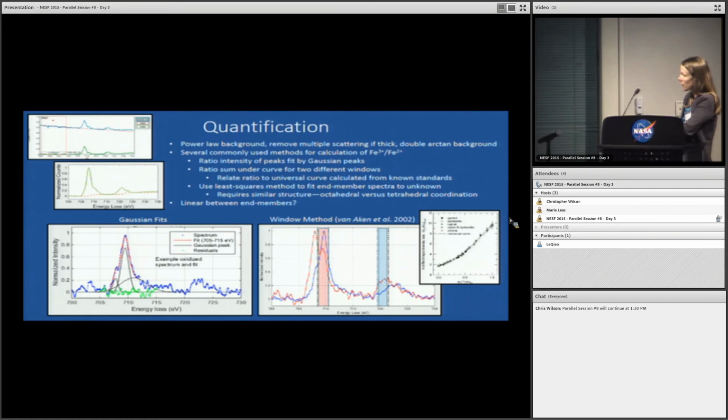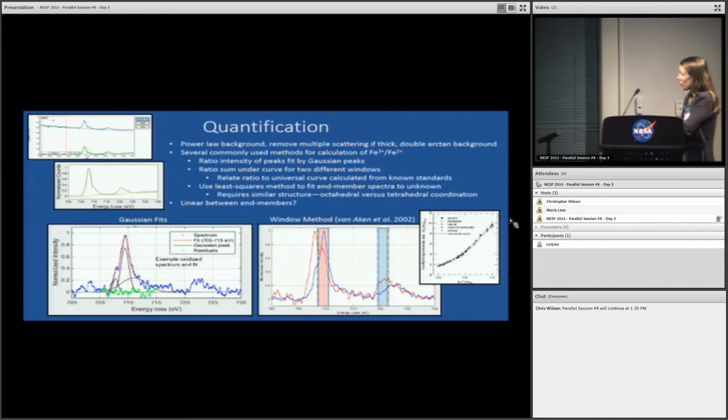in various methods. Another way, and many of the recent publications use something along this, is to use a ratio of a window method where you take a window here and a window here, sum under the curve, and fit it to this universal curve that's been measured with a variety of different silicates and oxide samples, and assign an Fe3+ over total iron.